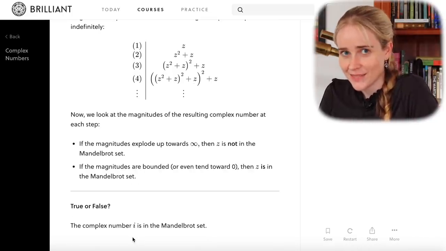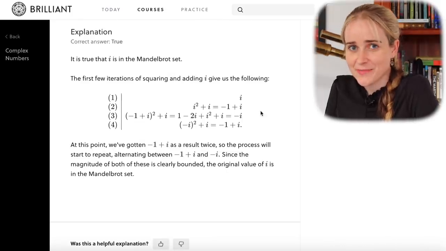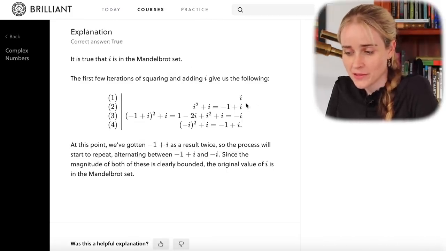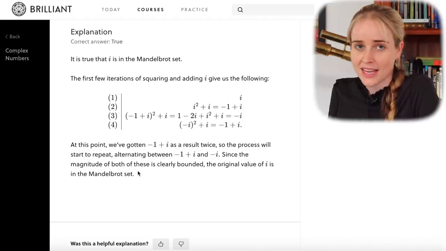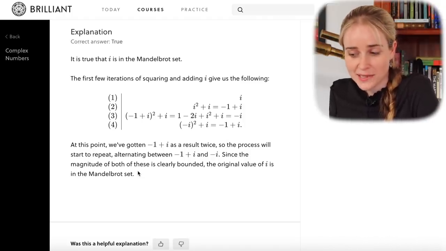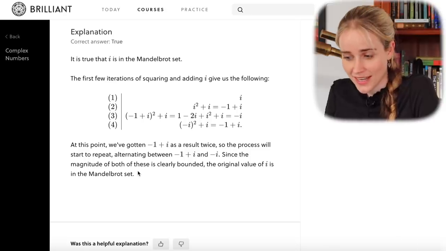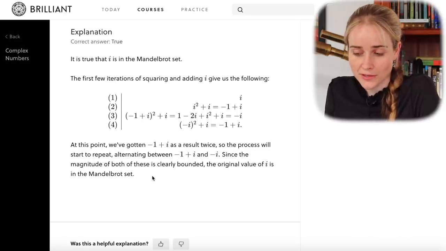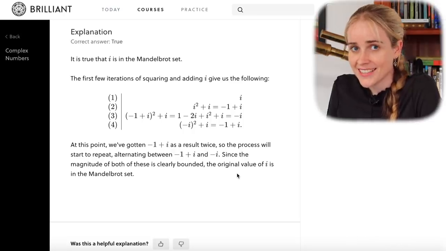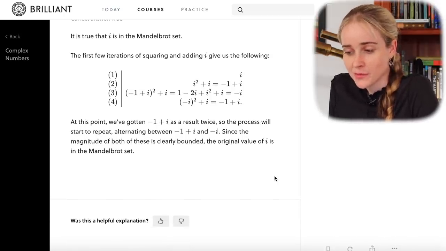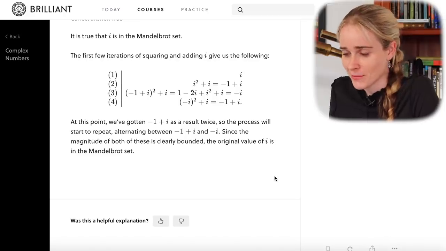We can ask ourselves, is the complex number i in the set? Well, it is, because after the first few iterations, we would have i, then minus 1 plus i, then minus i, then back to minus 1 plus i. And this set of answers will repeat. We're in a bit of an alternating cycle. And since we're not going to end up going out to infinity, the value of i is in the Mandelbrot set, so it will be plotted somewhere on that interesting picture.